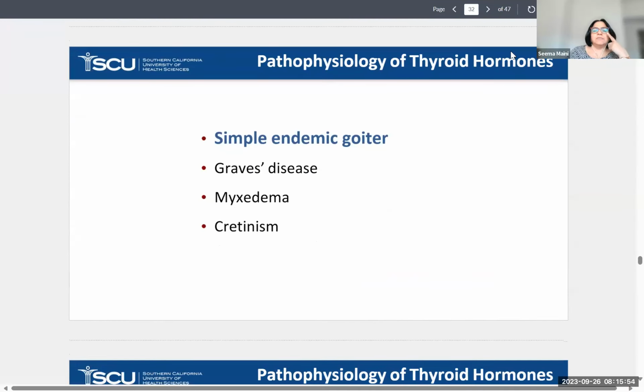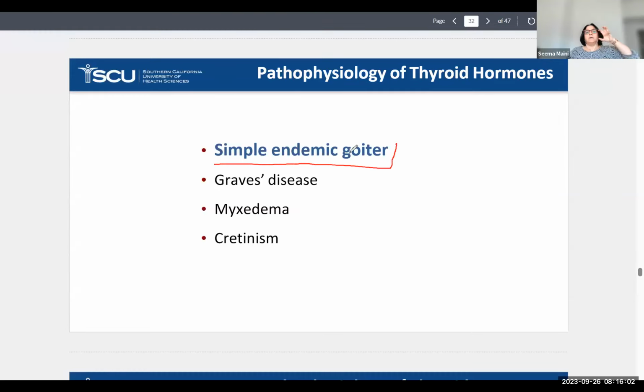And then coming to the diseases associated with thyroid hormone, simple endemic goiter. Endemic means when a disease is related to a particular geographical area, right? So all the areas where there is dietary deficiency of iodine, mostly mountain ranges, there is deficiency of iodine in the diet. Most of the world has started fortifying salt with iodine, but there are still some populations who believe in consuming raw rock salt and all these things. So there are still cases, but it's on the decrease.